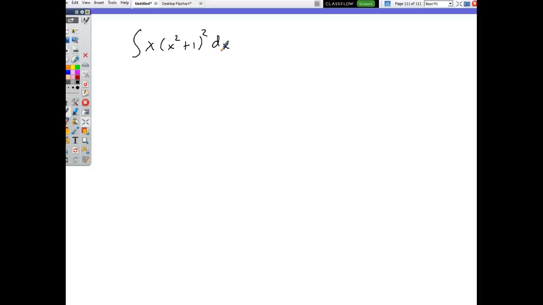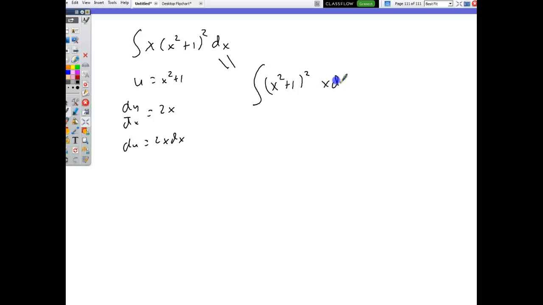All right. So I get started on this problem. I look at it and go, u stands for ugly. Chris, what's the ugly part? x squared plus 1. Love it. So then du/dx is going to be equal to 2x. So du is equal to 2x dx. I'm feeling really good about what I've done so far. I'm going to reorganize this a little bit. I'm going to write this as (x squared plus 1) squared times x dx. Am I ready to go, Chris?